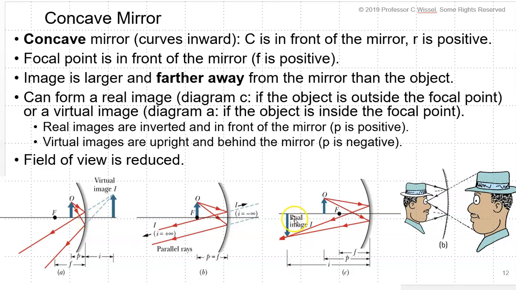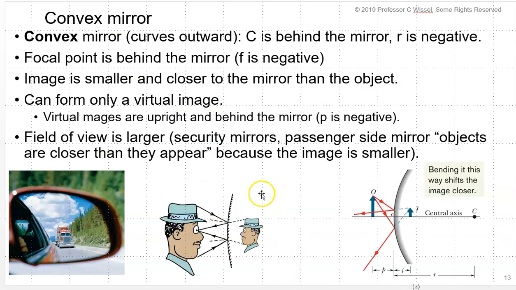Real images will be inverted and form on the front of the mirror, right over here. Virtual images are upright, and they will be behind the mirror. So in this case, P is negative. In that case, P is positive. For a concave mirror, the field of view is less than it would be for a plane mirror.